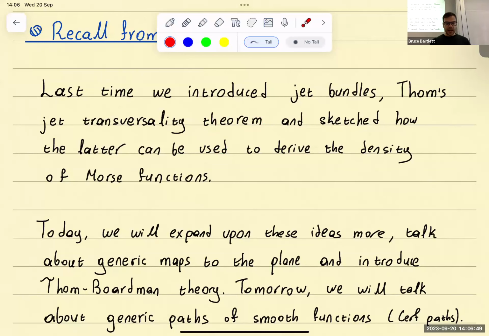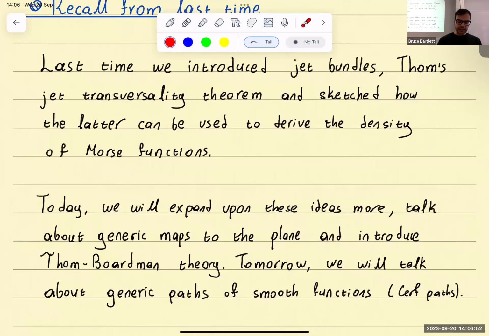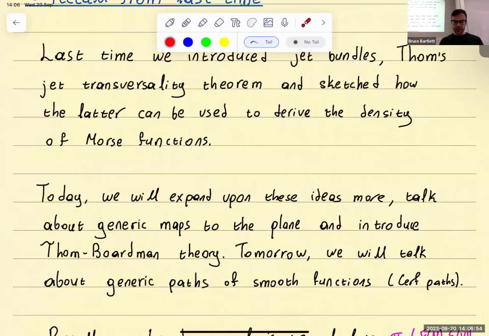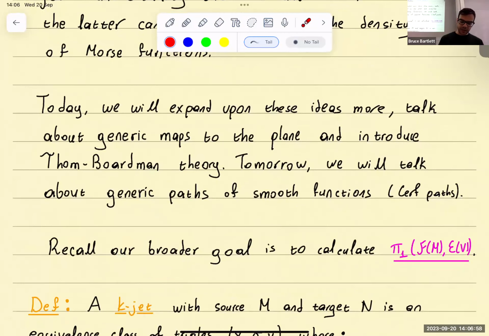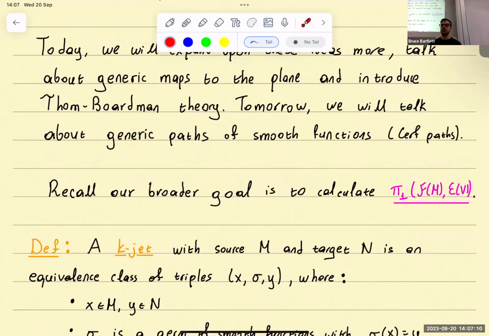Okay, fine. The transversality theorem, and we also sketched how to derive the density of Morse functions. Today I want to talk about these again. I want to talk about generic maps to the plane, and also in the end we're going to get a bird's eye view of Thom-Boardman theory. And tomorrow we'll talk about generic paths of smooth functions, which I'm calling Cerf paths here.